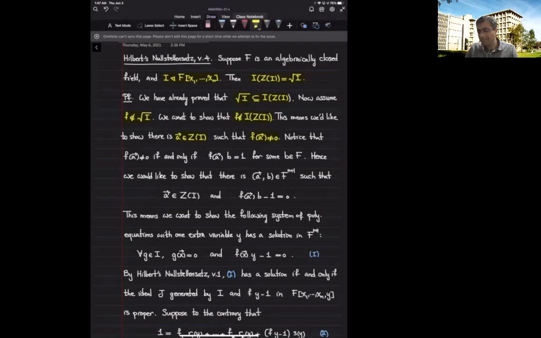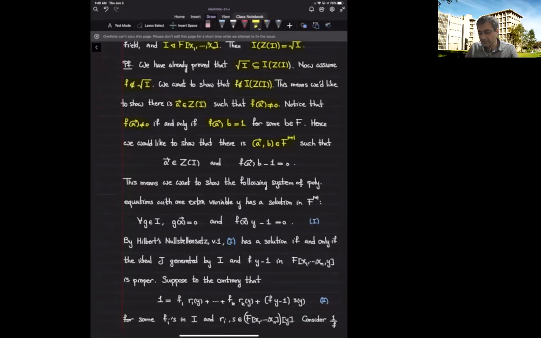What does it mean that f of a is not 0? In a field, an element is not 0 precisely when it's a unit. So f of a not being 0 is equivalent to saying that f of a times something inside F is 1. Altogether, can we find an (n+1)-tuple (a, b) in F^n times F, that is F^(n+1), so that the first n components give us a common zero of the ideal I, and f of the first n components times the last one minus 1 is 0? Now I'm giving you a system of polynomial equations, and I'm asking whether or not this system has a common zero.